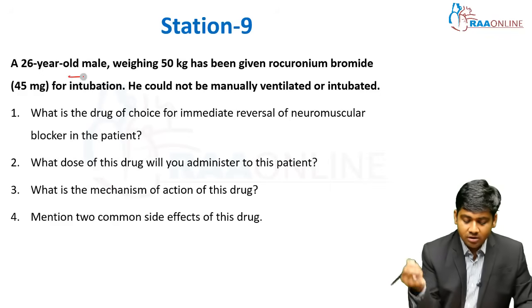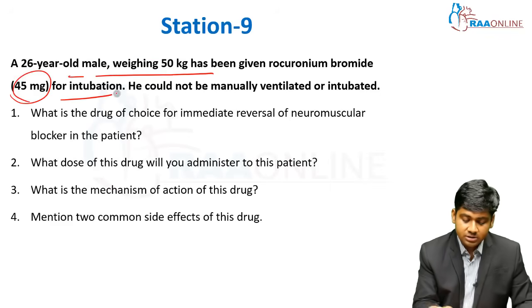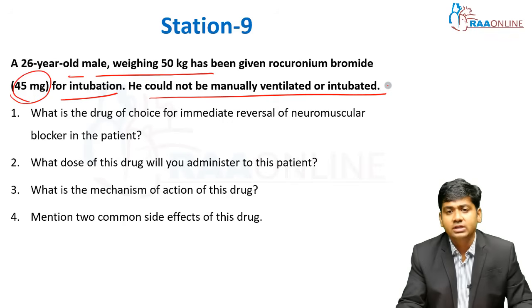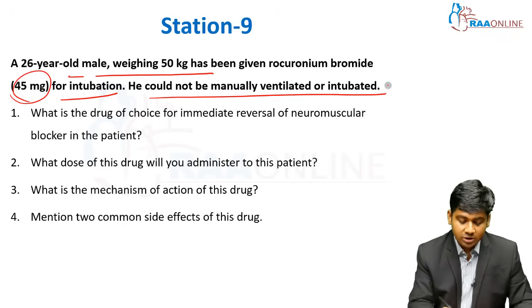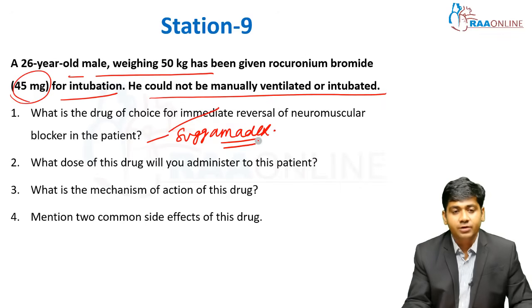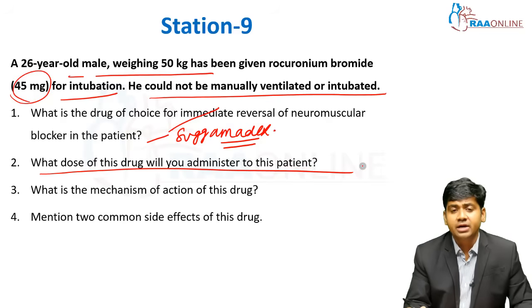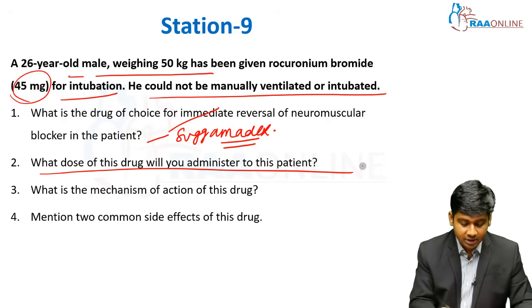A 26-year-old male, 50 kg, has been given rocuronium bromide, 45 mg, for intubation. Now we are not able to ventilate or intubate the patient. The drug of choice for immediate reversal is sugammadex. The dose is 2 to 16 mg per kg body weight. What is the dose of this drug? You administer 16 mg per kg body weight immediately. The patient can reverse the effect within 6 to 10 seconds.